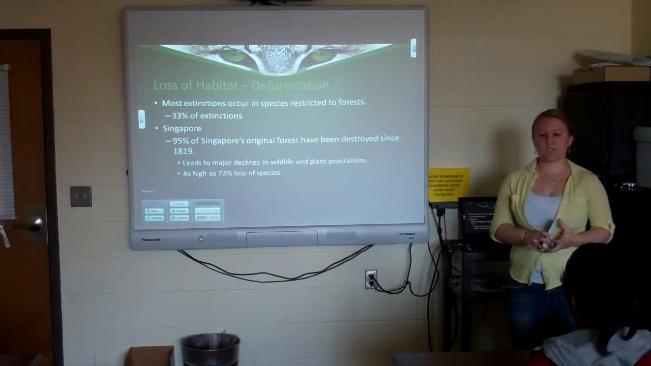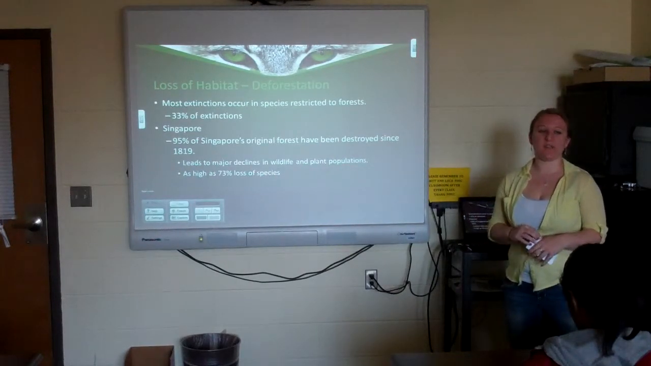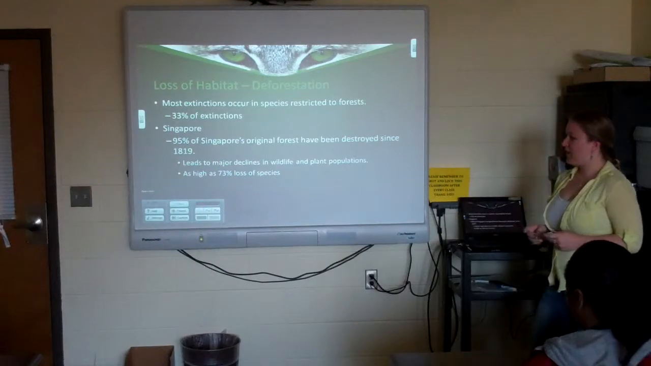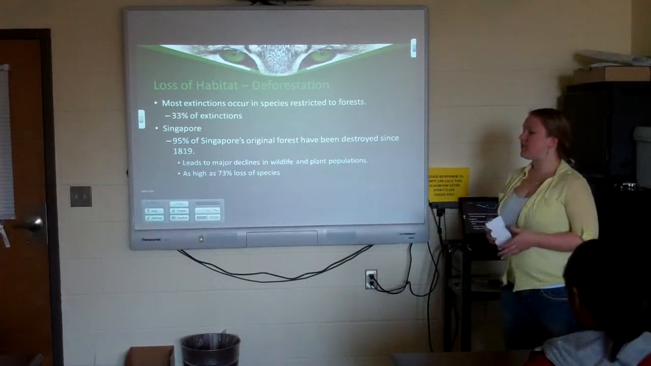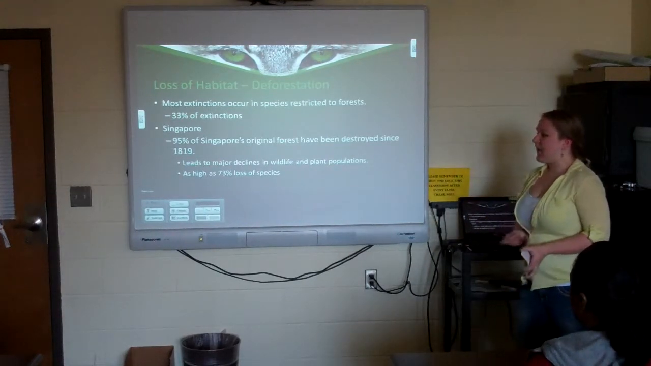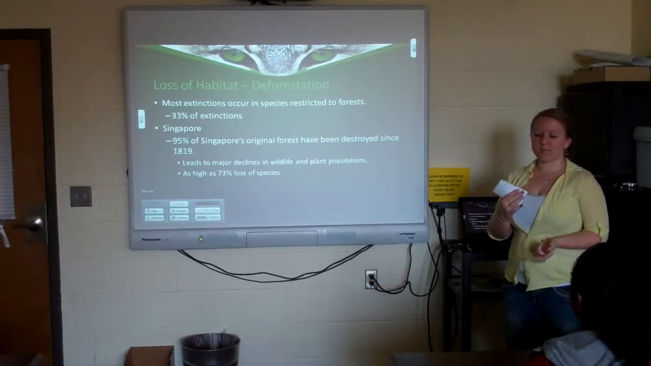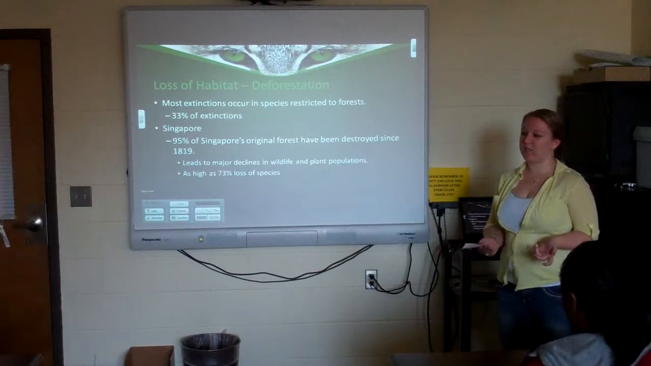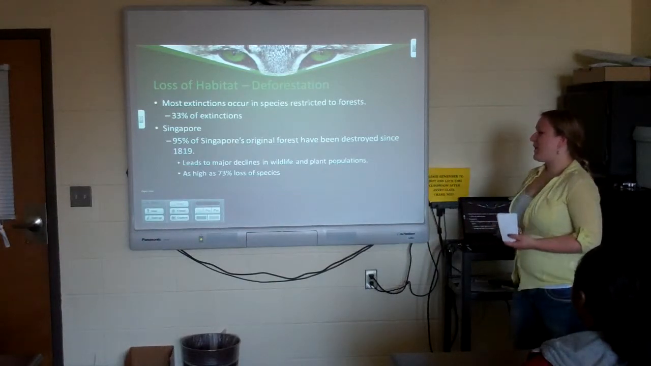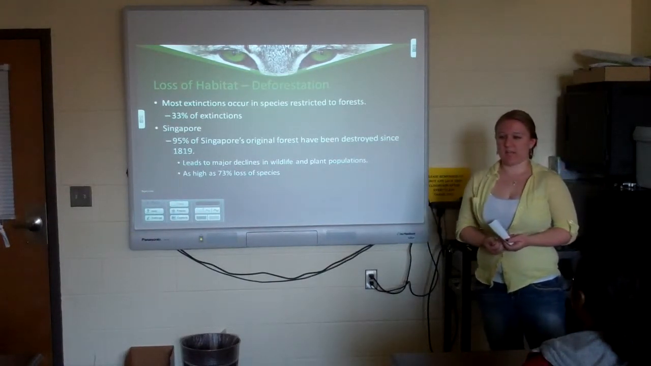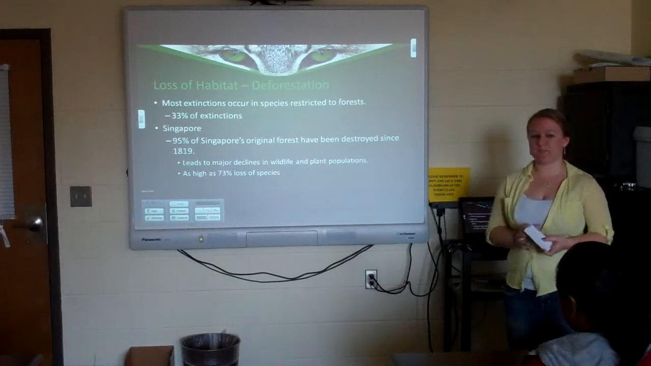Most extinctions in forest species occur in the species that can only inhabit forests, like they can't live anywhere other than forests. And one place where this has really been a major issue recently is in Singapore. Since 1819, 95% of the original forests have been completely wiped out, whether this has to do with harvesting for timber or just trying to clear it out so they can have more space for people to live. And of course this causes major declines in wildlife and plant populations that can only live in the forest area, and it's actually caused a 73% loss of species.